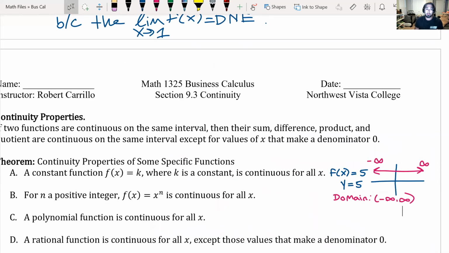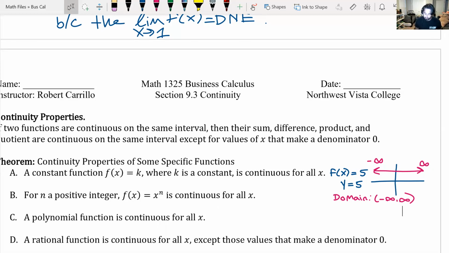B, for n a positive integer, f of x equals x to the n is continuous for all x. Okay, well, what does it mean to be an integer? To be an integer means you are a whole number and you are a positive number. So an integer is a whole positive number from 1 to infinity. So that's what it means to be an integer, a whole positive number. Okay, so they're continuous for all x as well.